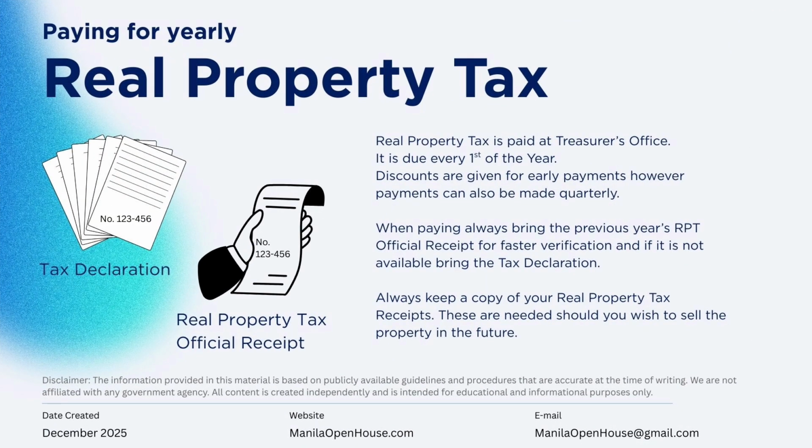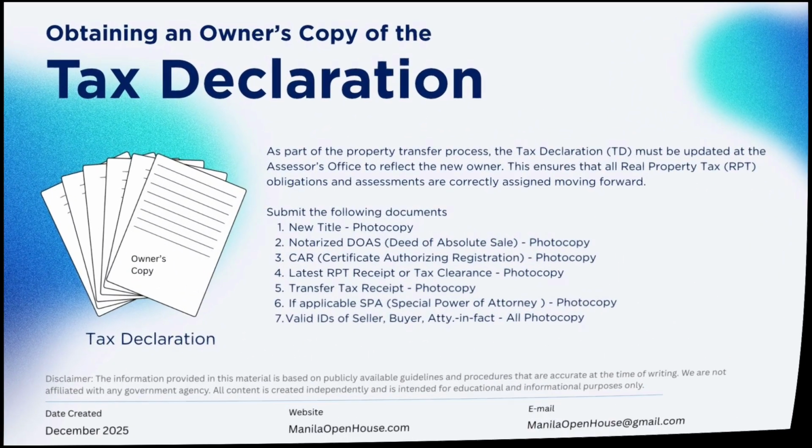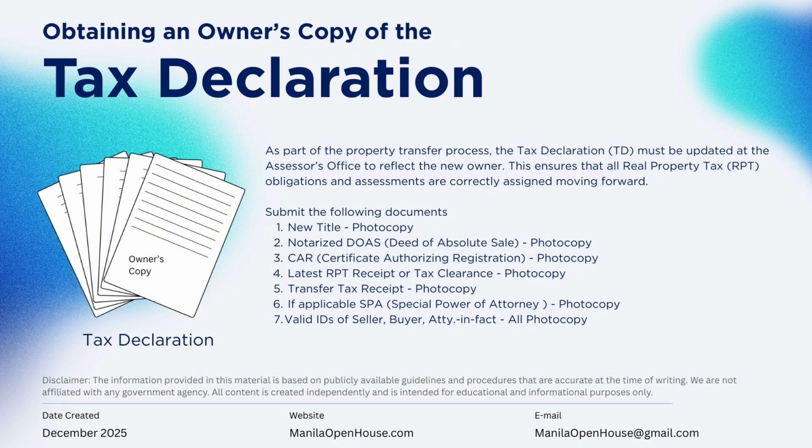Paying for real property tax. Real property tax is paid at the local treasurer's office and becomes due every January 1st. While quarterly payments are allowed, most LGUs provide discounts for early full payments. To ensure smooth processing, property owners should bring the previous year's official receipt, or if that is unavailable, the tax declaration. Keeping all RPT receipts organized is important because they may be required for future transactions, including selling the property.